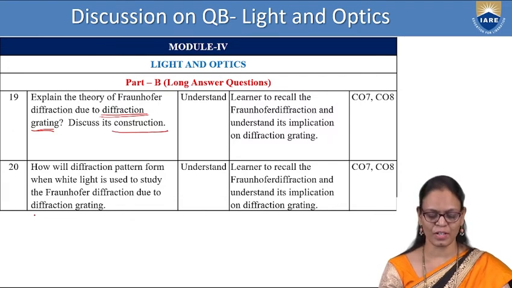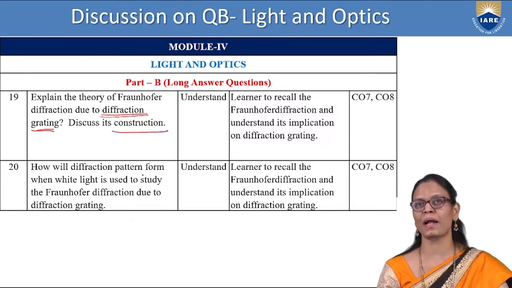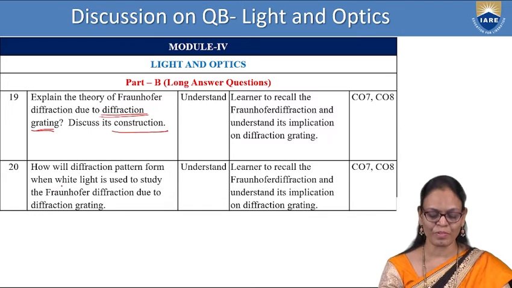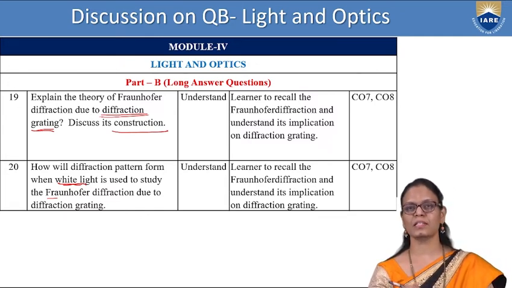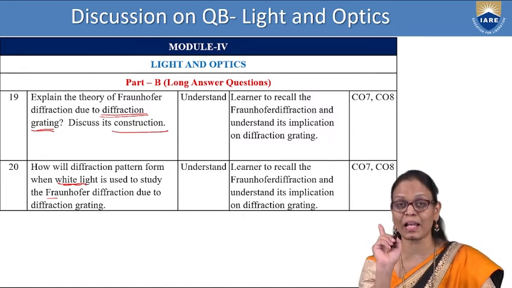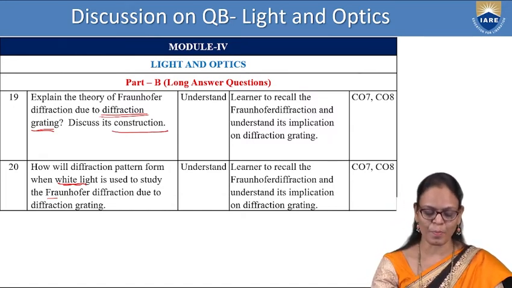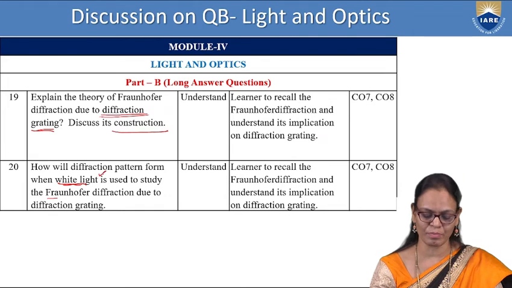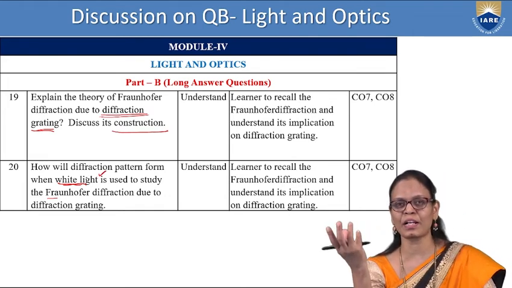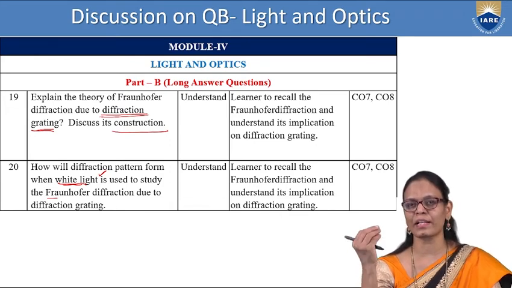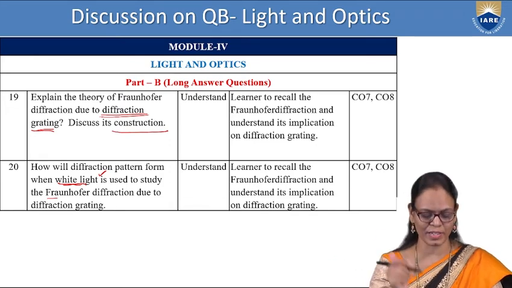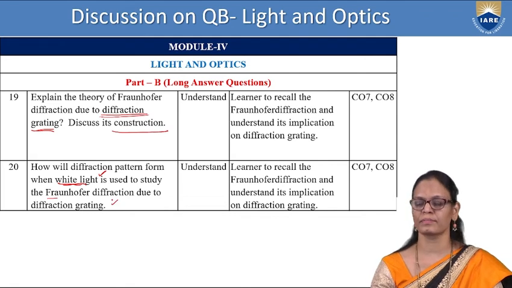Then the last question in long answer, how will the diffraction pattern form when white light is used instead of a monochromatic source of light? Till now we have discussed that we are using monochromatic light, means light of single wavelength. Suppose in case we are using white light, means white light splits into 7 colors. We know the principle of dispersion. So when we are using white light, how is the pattern going to change? That is what we are going to discuss here.